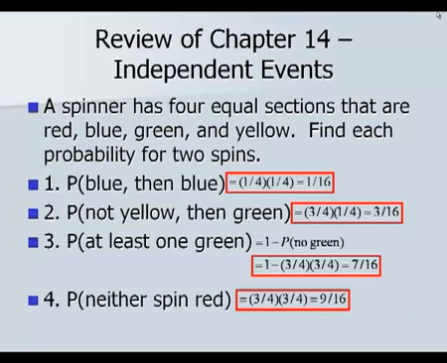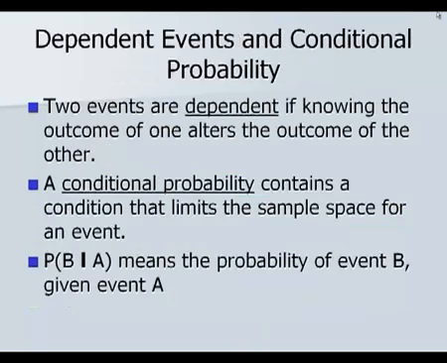The probability of neither spin being red is 3/4 times 3/4. That's 9/16. Okay, now we get into conditional probabilities.